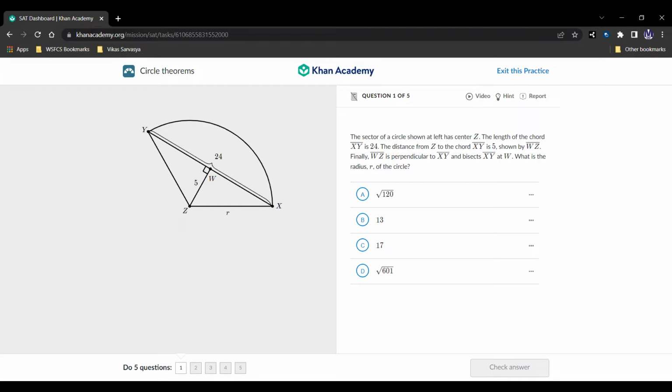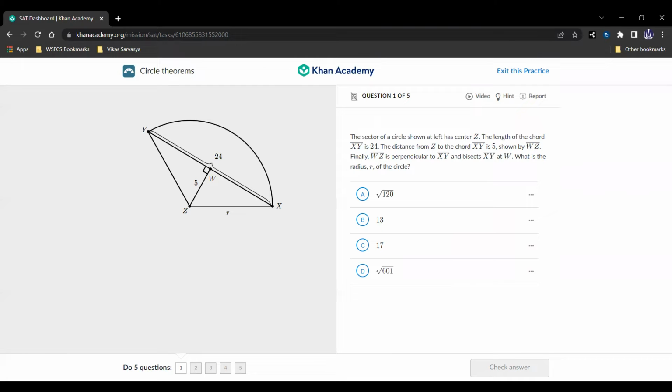And with that, let's get started on our first question. The sector of a circle shown at left has center Z. The length of the chord XY is 24. The distance from Z to the chord XY is 5, shown by WZ. Finally, WZ is perpendicular to XY and bisects XY at W. What is the radius R of the circle?